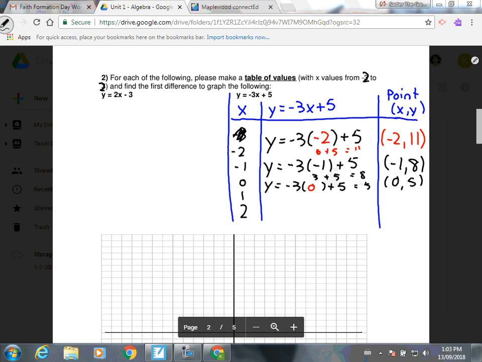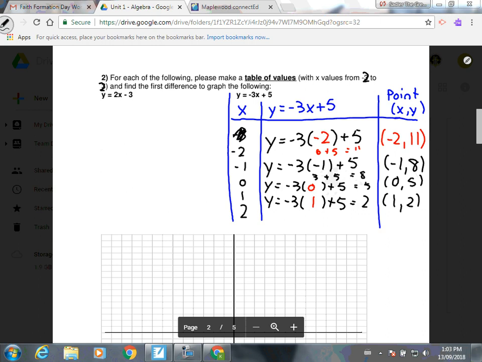All right, Vanessa, it's your time to shine. You're going to be leading us. So what is the answer for 1, please? Y equals? Awesome. So that should be -3 times 1 plus 5, which should be 2.